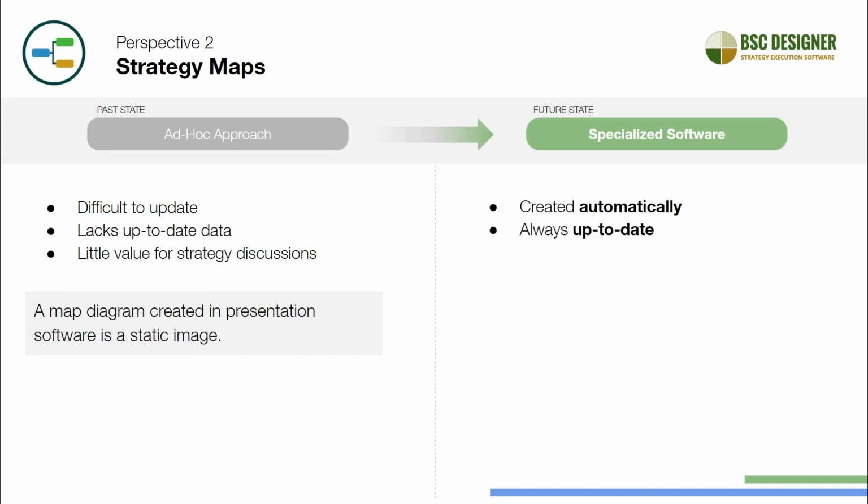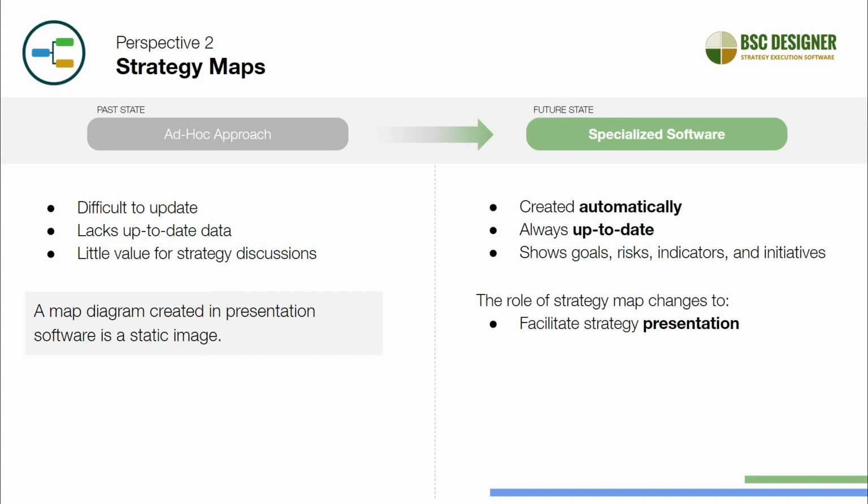It's always up to date, and it shows a detailed image of the strategy, including goals, risks, indicators, and initiatives. This changes the role of strategy map. It is used more actively for strategy discussions and presentations. Supporting details are just a few clicks away, and team members can add their insights directly to the strategy map during brainstorming sessions.